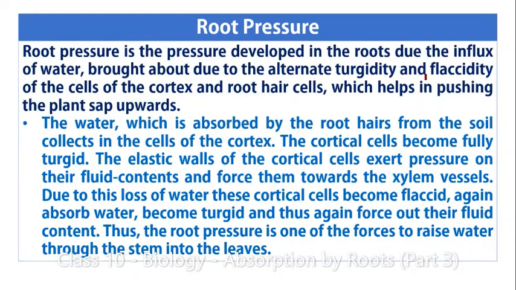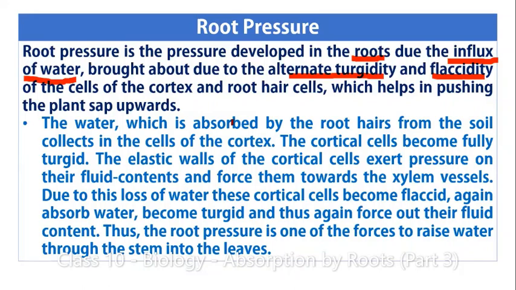The next force which is responsible for ascent of sap is the root pressure. This root pressure is developed in the roots. That is because of continuous influx of water, means continuous entry of water by osmosis, diffusion, whatever it may be, and that is causing the cells to become turgid and flaccid.